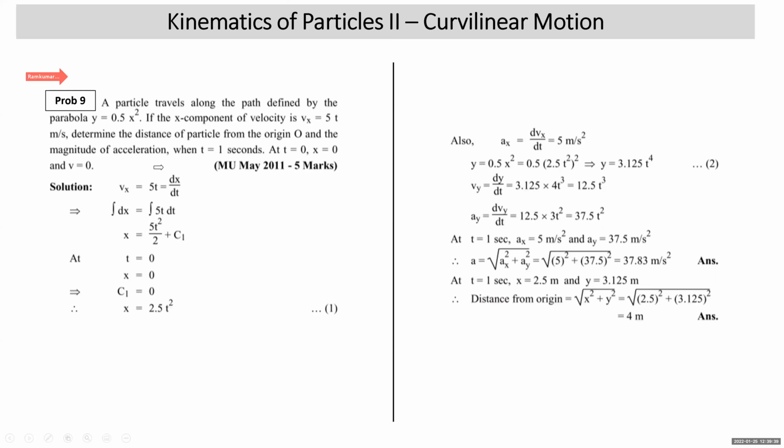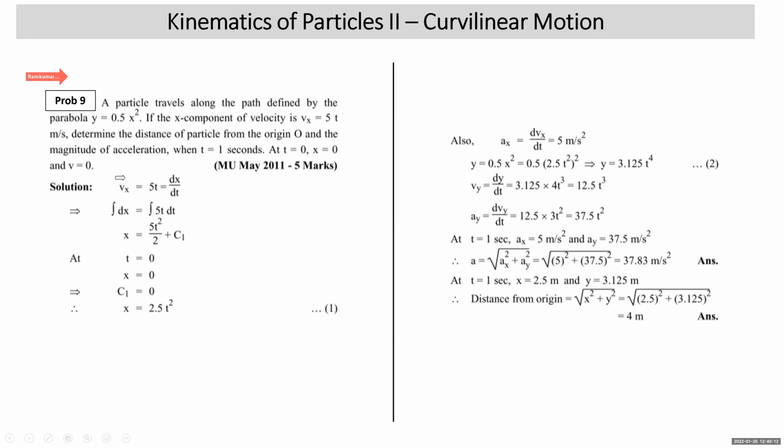Next, problem number 9. A particle travels along the path defined by the parabola y is equal to 0.5 x square. If the x component of the velocity vx is 5t meter per second, determine the distance of the particle from the origin and the magnitude of the acceleration when t is equal to 1 second. Boundary conditions are given: at t is equal to 0, x is 0, and v is 0.